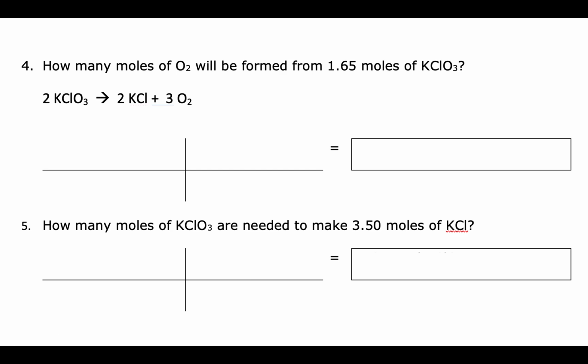Number 4, how many moles of oxygen will be formed from 1.65 moles of potassium chloride? Okay, so here we're given the balanced equation. You could check that. There's 2 potassiums, 2 chlorides, 3, it's 6 oxygens and 6 oxygens here. Okay, yes, a balanced equation.